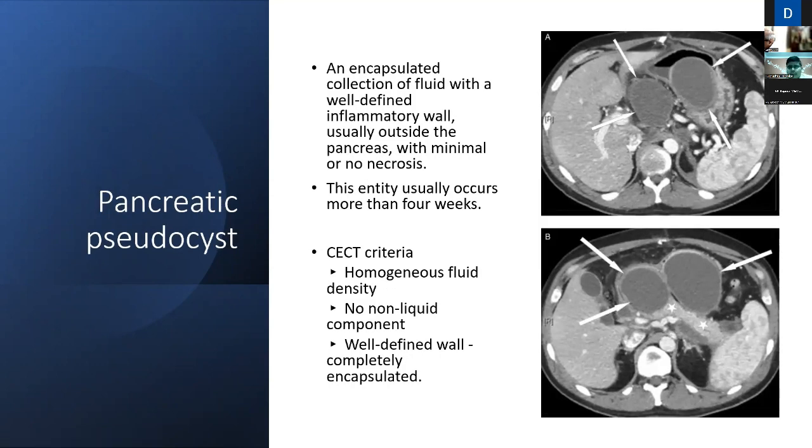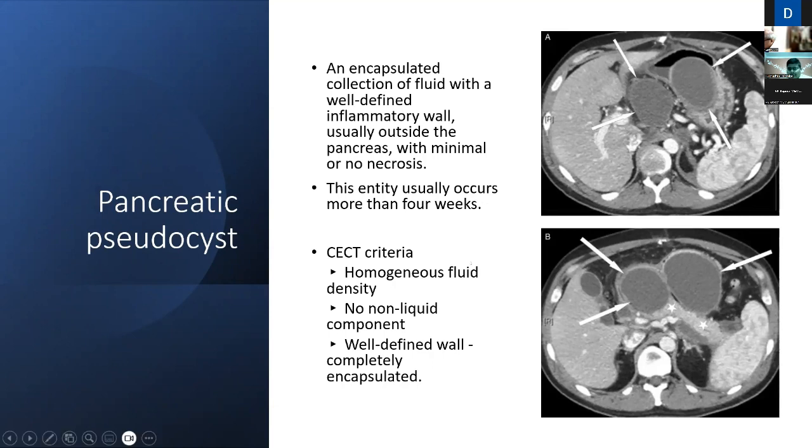Come to the pancreatic pseudocyst. This is when a wall is formed after the 4 weeks. This is a continuity of acute pancreatic fluid collections, so it usually occurs more than 4 weeks. An encapsulated collection of fluid with a well-defined wall, usually outside the pancreas with minimal or no necrosis.